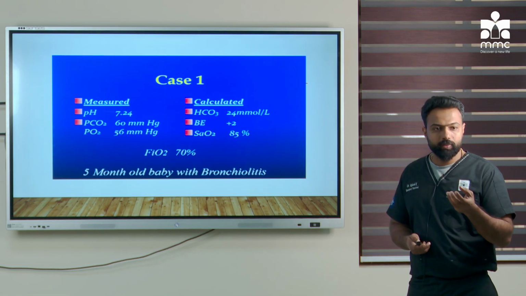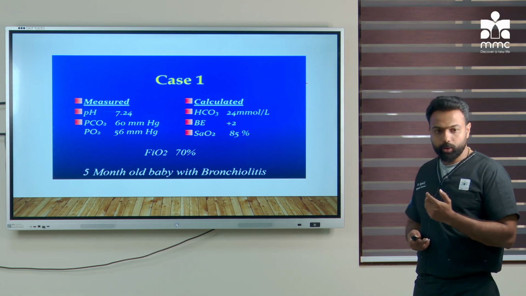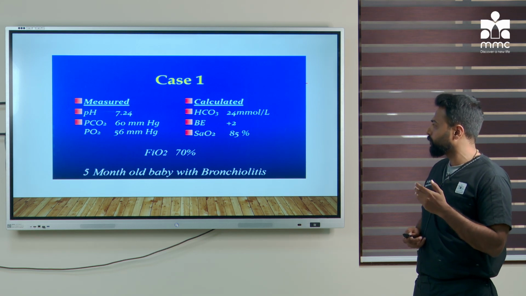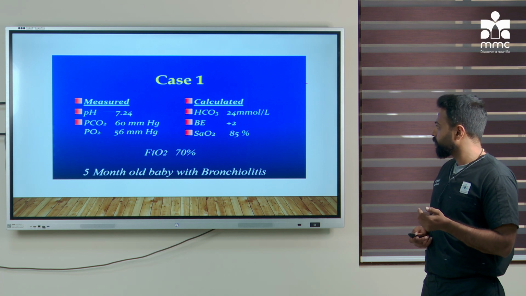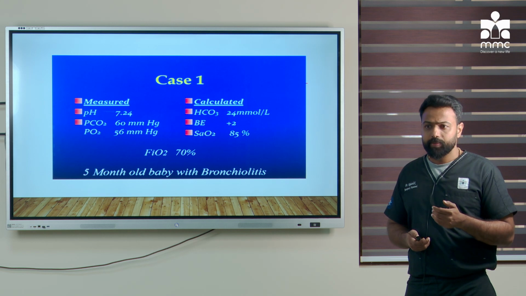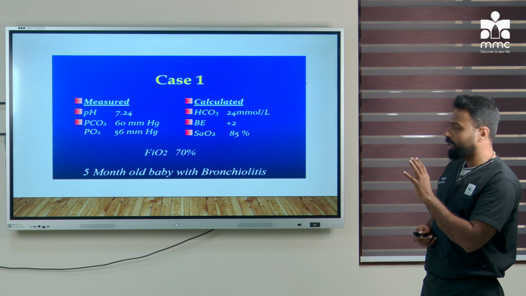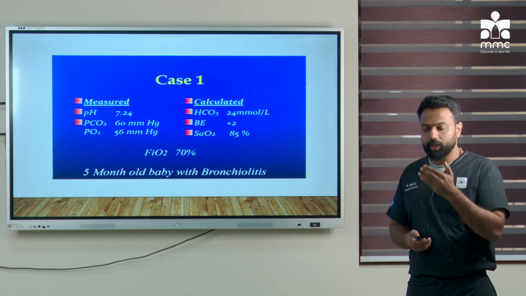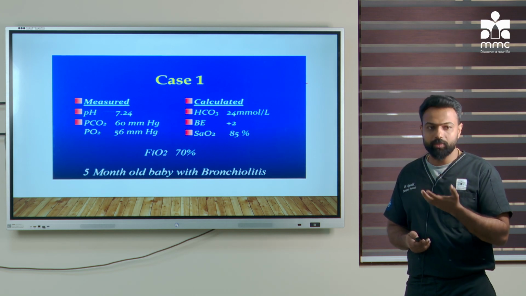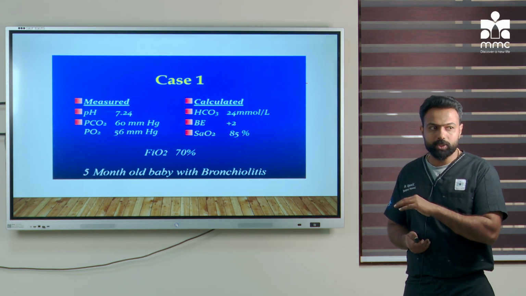So we are coming to one example. The clinical case is a 5-month-old baby with bronchiolitis. His pH is 7.24, PCO2 40, PO2 59, bicarbonate 24, base excess of +4, saturation of 85 and FiO2 70%. As I told you earlier, before interpreting the ABG, you have to first look at the patient's clinical condition and have a differential diagnosis, what the causes could be and what abnormalities you are expecting from the clinical condition. Then you approach the ABG.